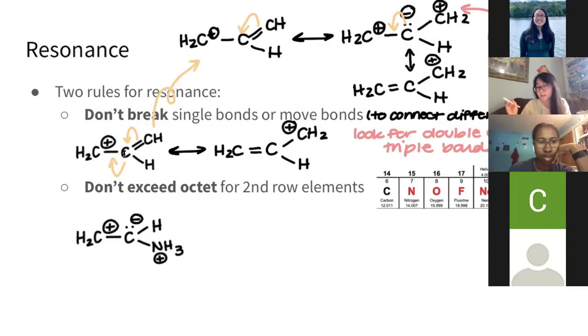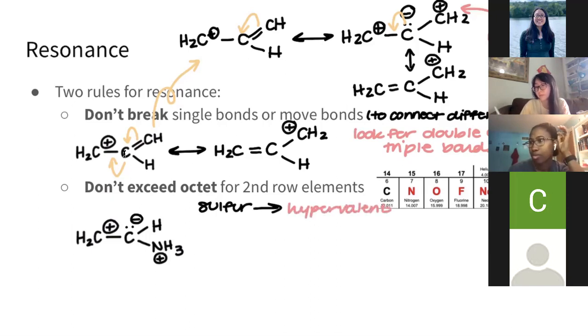So second rule, don't exceed the octet for second row elements. So like Sydney was talking about, in general, you don't want to be breaking the octet rule. The only real exception to this that we're going to see a lot is sulfur, because it's hypervalent. Even then, you're not going to see sulfur too much. Most professors will go over it with you. So let's look at this example and see it's a little bit different, not the same molecule.